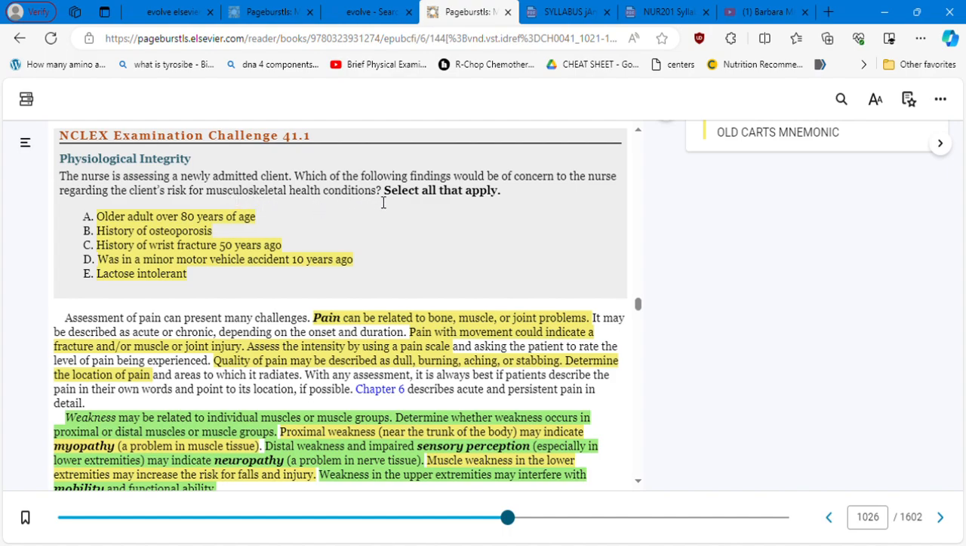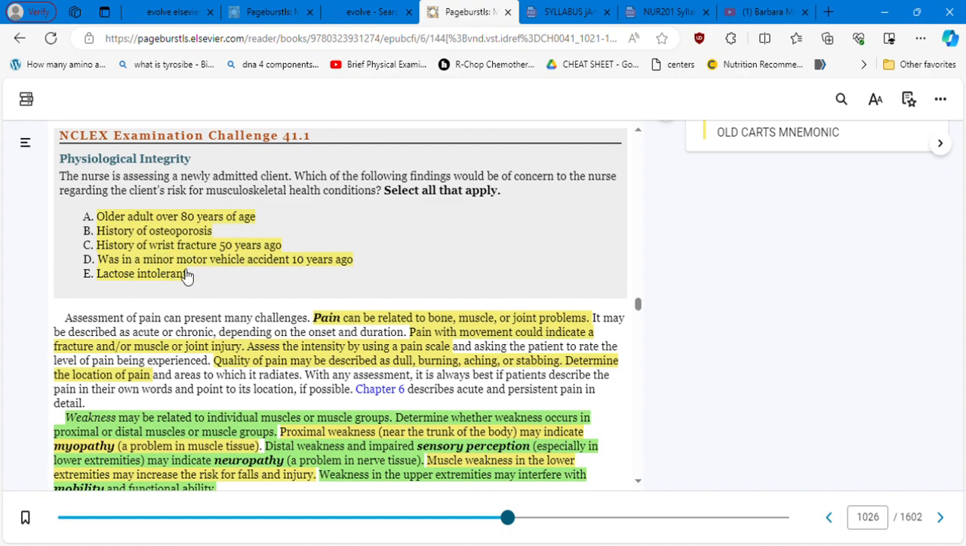Okay, now I'm going to the question. The nurse is assessing a newly admitted client. So for that newly admitted client, she's going to look for the factors that are the risk for musculoskeletal conditions. Okay? A, older adult over 80 years of age, yes, because it's a change due to the age. History of osteoporosis, of course. History of wrist fracture 50 years ago. Remember, the traumatic event, it doesn't matter when it happens. So this is another risk for musculoskeletal health condition.